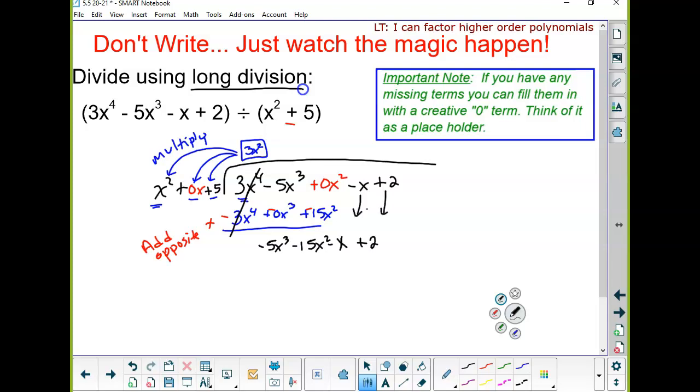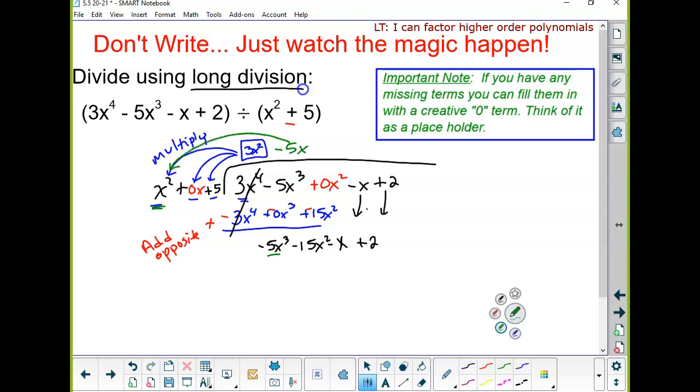Everything else just drops down, and now it's like a brand new problem. We start the process all over again. Okay, so now I'll go to the next one, and my goal now is to make this x squared look like negative 5x to the third. So I'm going to multiply it by a negative 5x.